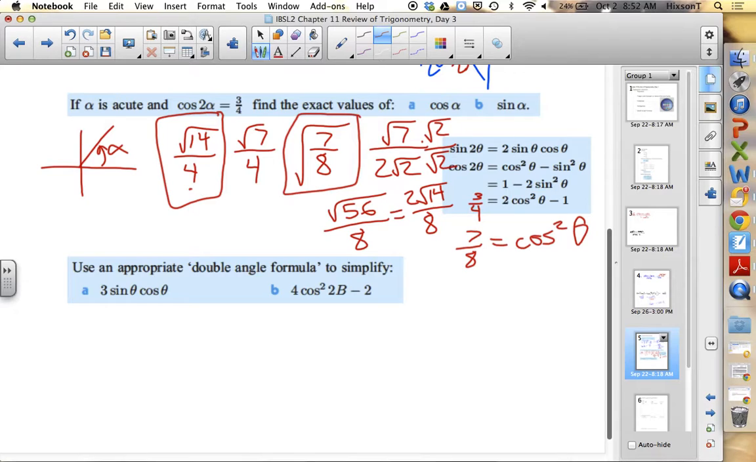How do you get 7 over 8? You just divided 3 over 4 by 2? Well, I added 1 first, so that was 7/4. Oh, so that's 4/4 added, so you get 7/4. Yes. Then when you divide by 2, you get 7 over 8. Okay? All right, good.